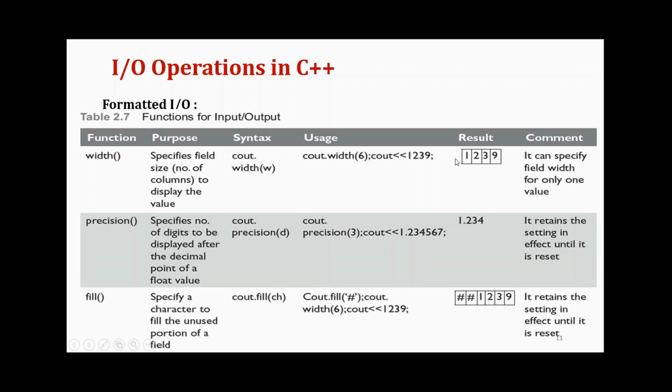Here the empty space is not displayed in this example. So here I am specifying the fill value. The fill value is the hash symbol. So the hash symbol is filled in these 2 positions, because I limited it to 6 columns. Out of 6 columns only 4 are utilized and 2 will be filled with the hash. So this is a way you can use the functions to format the outputs. Check out the width, and you can set a precision for floating point numbers, and you can fill the unused empty spaces with specific characters.